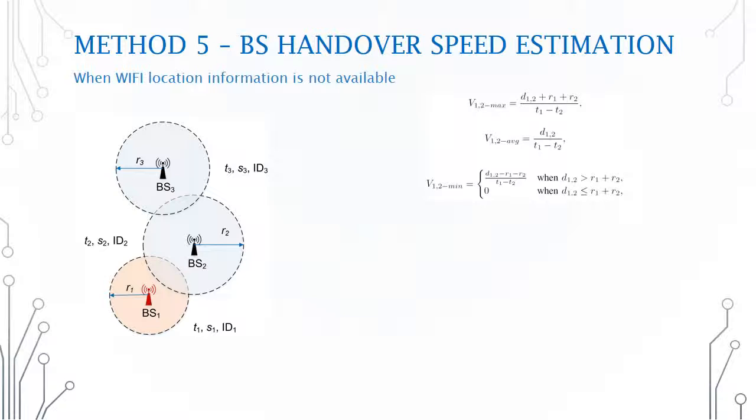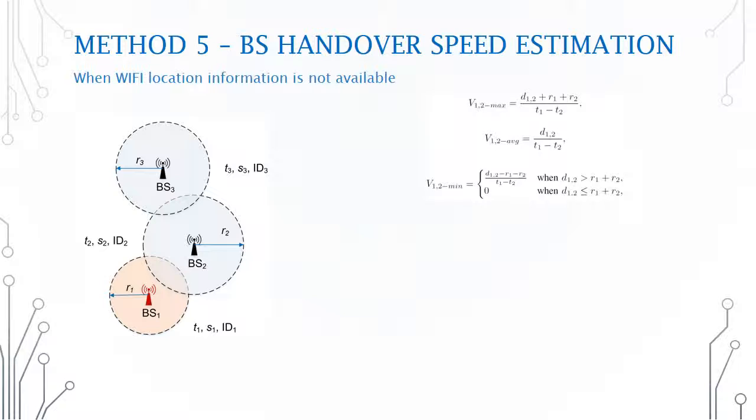Here we see the base station depiction of BS1, BS2, BS3, each radiating at a radius of R1, each given a parameter of T1, S1, ID1, each representing the time, signal strength, and base station ID respectively. So the idea here is to estimate the base station handover from this time and the signal information. Whenever a user moves from one base station location to another base station, there is a handover that happens, and this usually happens pretty quickly.